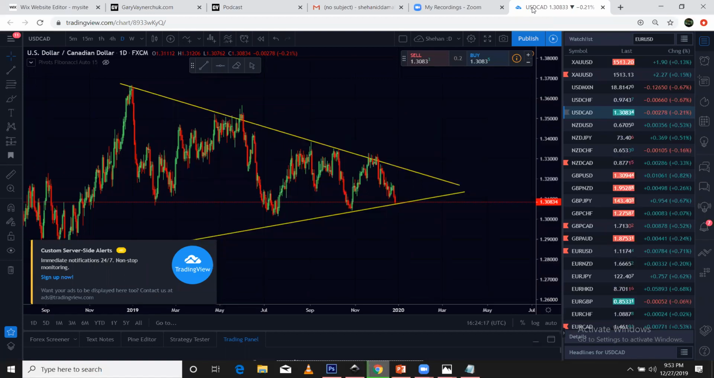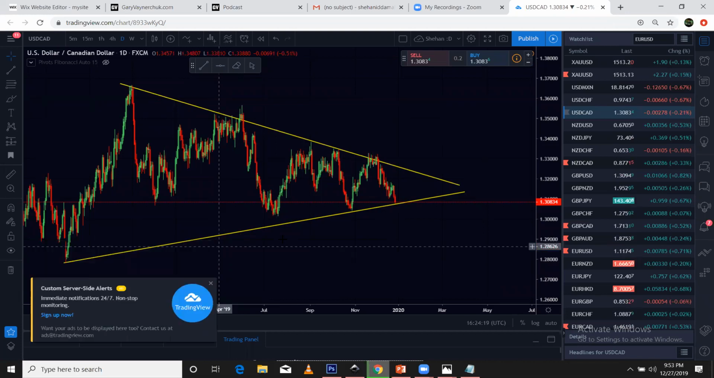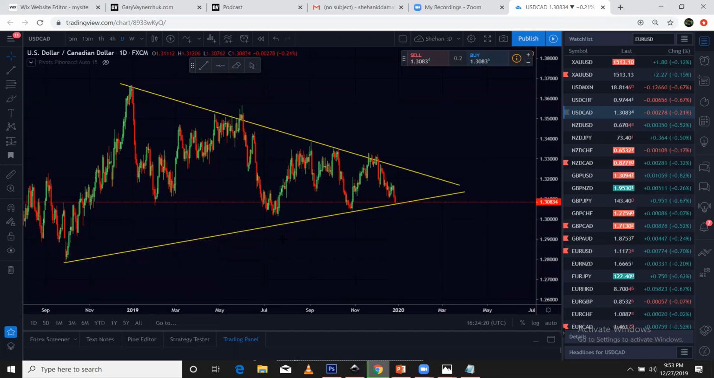Can we draw a trend line to the current market line? I didn't understand your question. What do you mean by current market line?